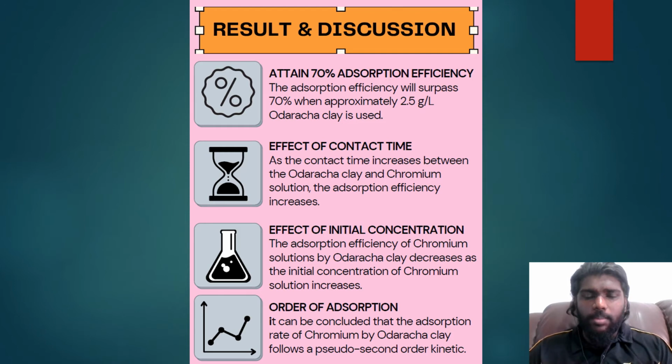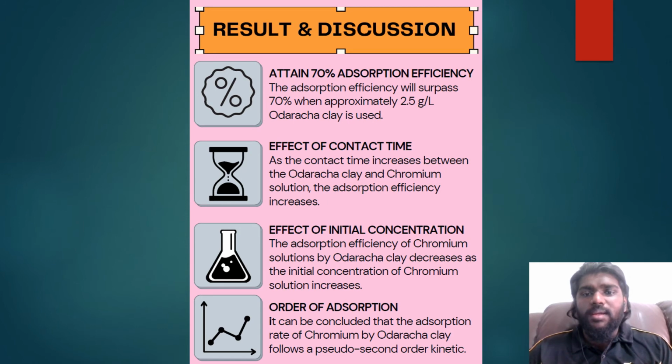Hi everyone, I am Abbimanyu. I will be presenting to you the results and discussions for the experiment. There are 4 distinct results that we can obtain from the experiment. For part A, in order to attain 70% adsorption efficiency, different doses of Odaracha clay were used as the adsorbent. From the results, it can be seen that the removal efficiency surpasses 70% when approximately 2.5 grams per liter of adsorbent, which is Odaracha clay, is used for 110 mg per liter of chromium solution concentration. This is because a higher concentration of adsorbent leads to more active binding sites ready to adsorb.